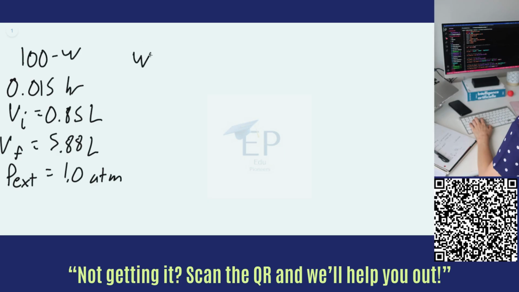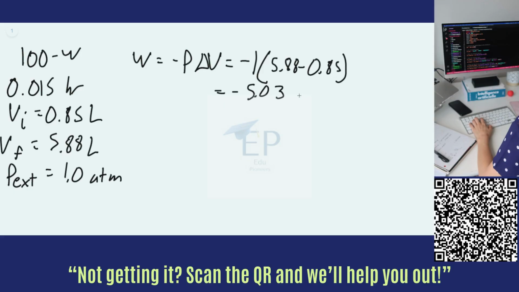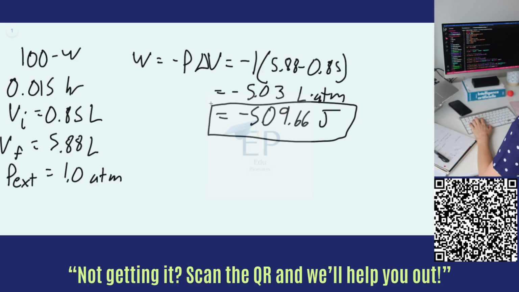And so first we can find the work, which is equal to negative P delta V. And so our -1 atmosphere times our final volume minus our initial volume. And that gives us negative 5.03 liter atmospheres. We want to convert that into joules. And so when we do that, we get 509.66 joules. And so this is our W.